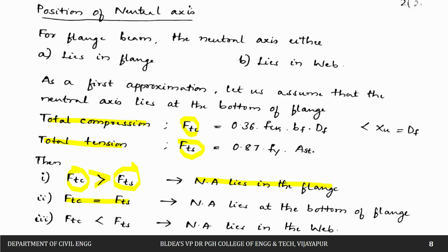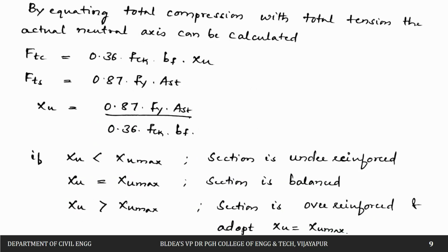If it is equal, then the neutral axis is going to lie at the bottom of the flange. If FTC is less than FTS, then the neutral axis is going to lie within the web. So based on this you can tell.